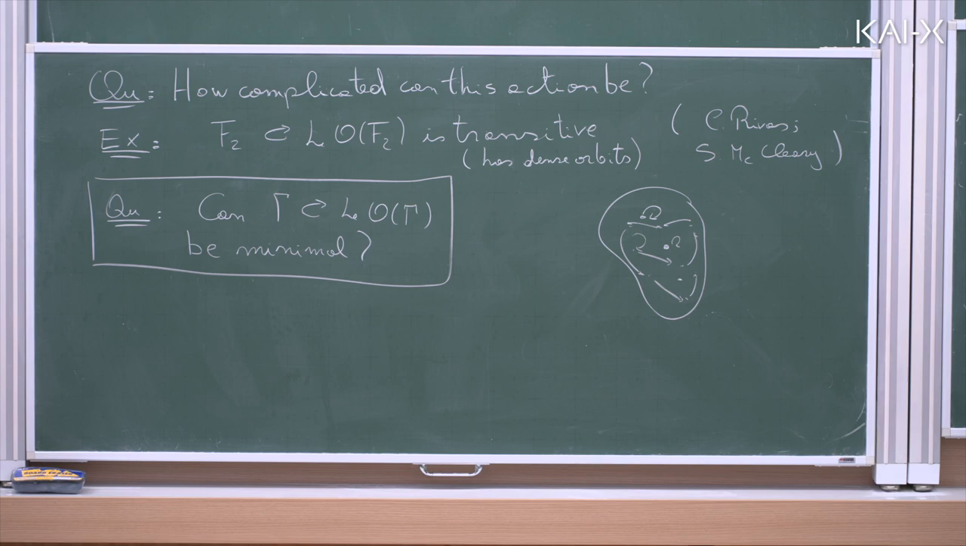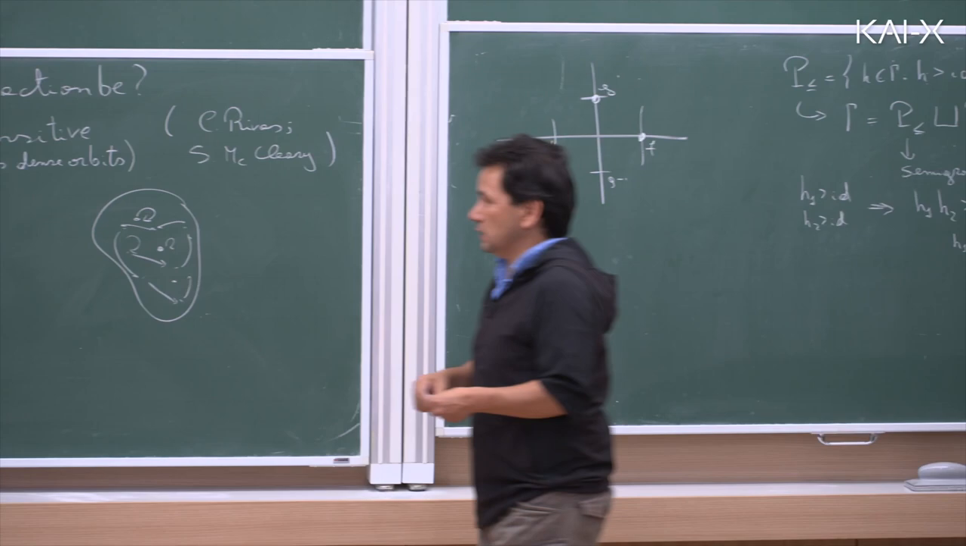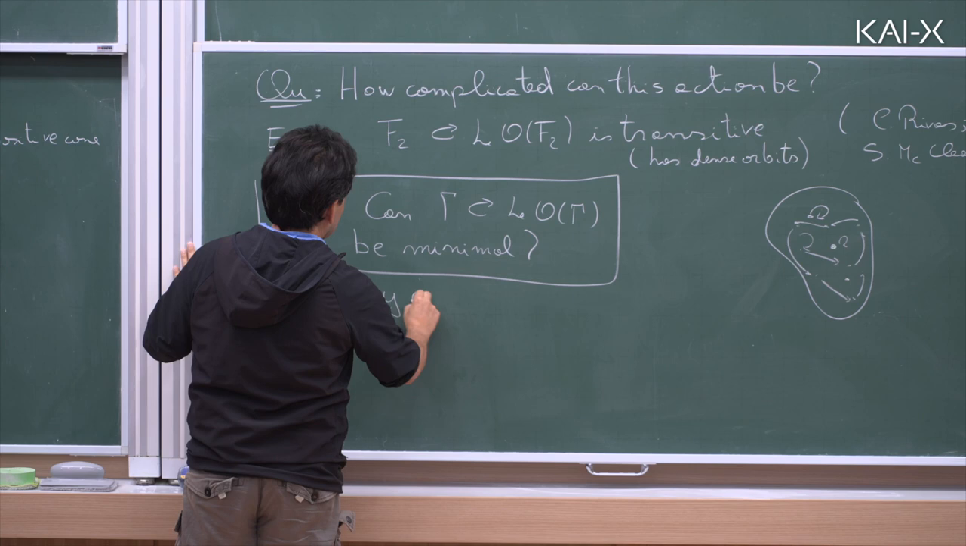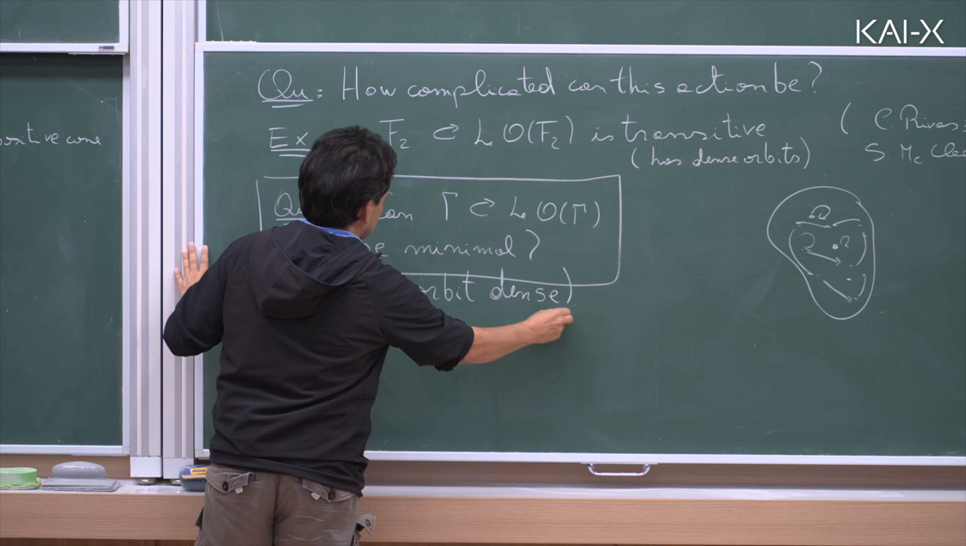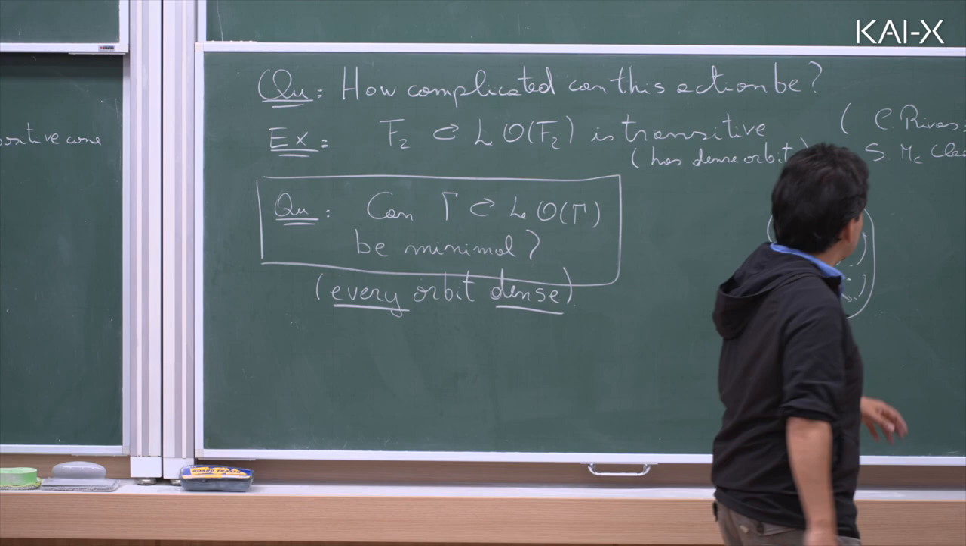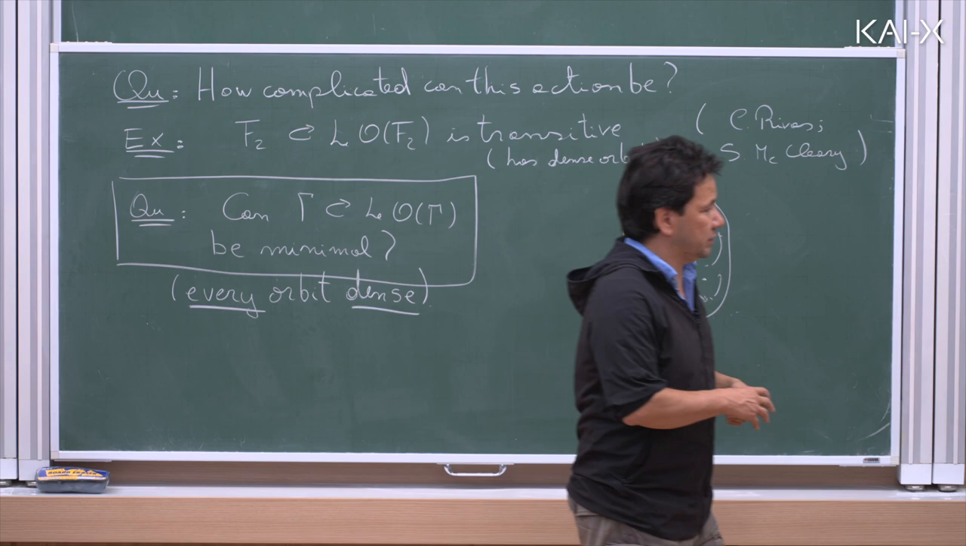So the definition is that every orbit is dense. Okay, not only when there is one orbit which is dense. Actually, there are many orbits that are dense, but not all the orbits. And we would like to have all the orbits dense.